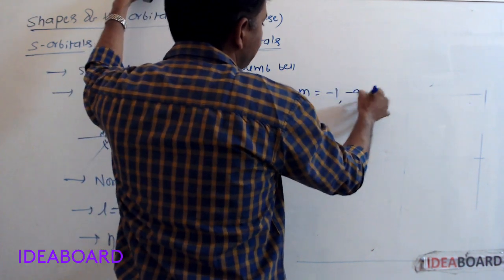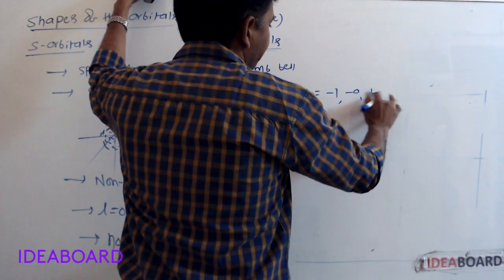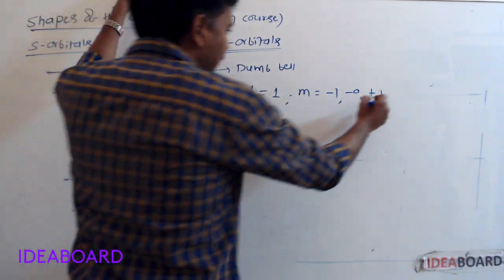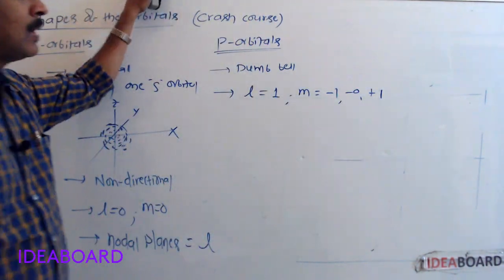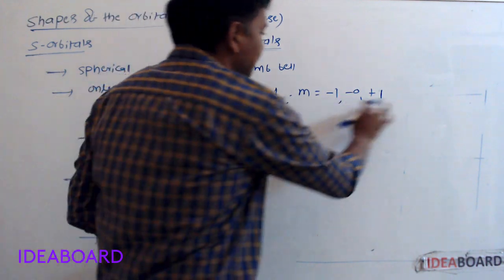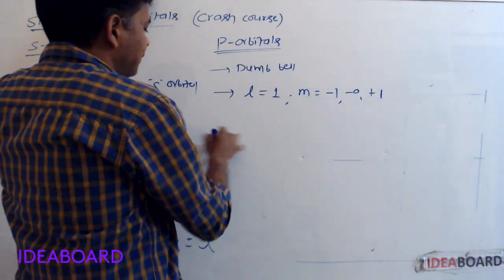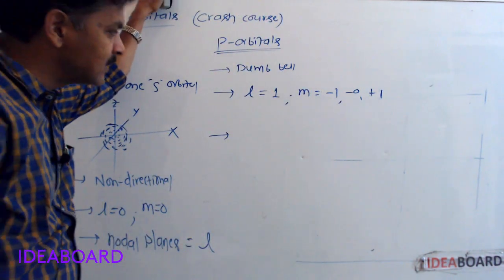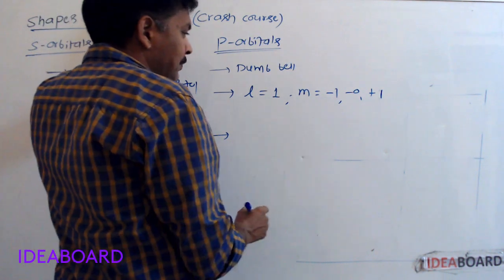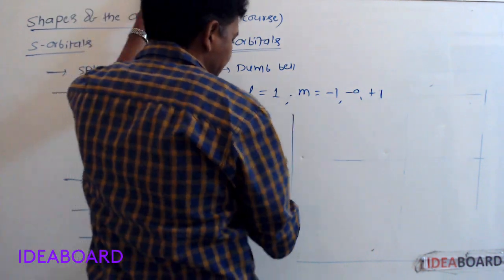Then m value is -1, 0, plus 1. L value 1, the number of m values is 3. Here 3 m values are there. That means p subshell contains 3 orbitals. They are px, py, pz.